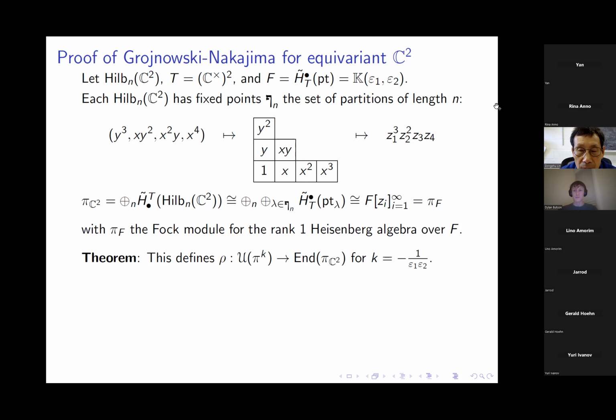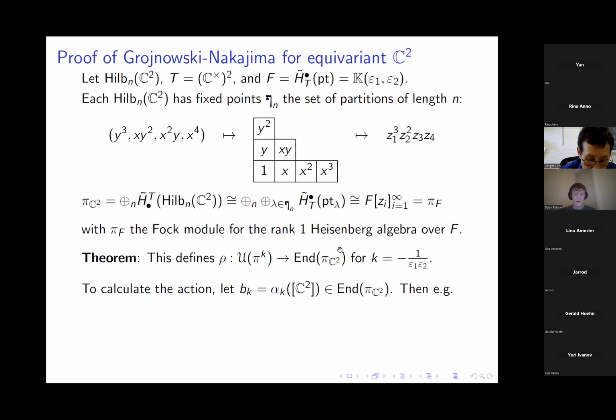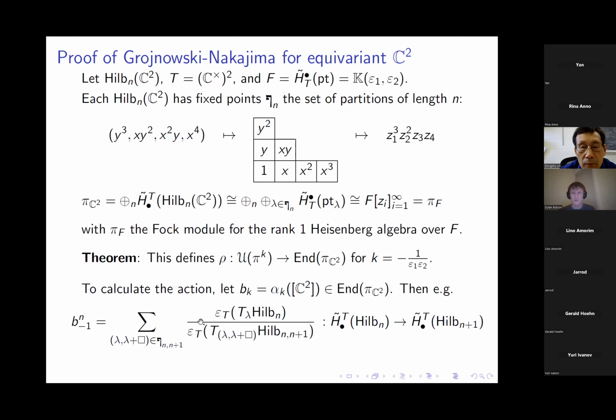Okay. So let's proceed. Right, so this defines a representation of the level k equals minus 1 over epsilon 1 epsilon 2 Heisenberg algebra, as I said. And I just wanted to remark that there's a slick way of calculating this, again using localization results. It's not hard to check that you can identify the endomorphisms that come from, for example, the fundamental class of C2, which is a generator for the equivariant homology of C2.